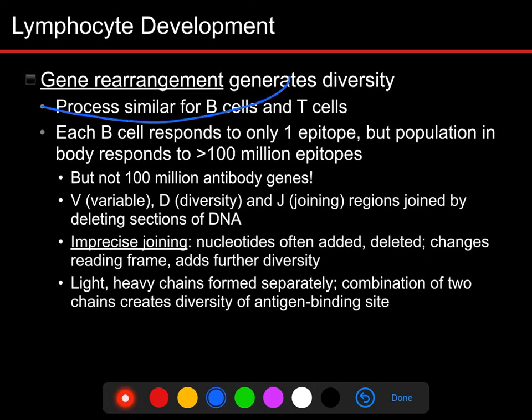So this process is called gene rearrangement. It happens in both B cells and T cells. So you can have more than 100 million different antibodies, sometimes a lot more than 100 million different antibodies that are possible to make, but all from like two genes, because everyone gets one of these genes from mom and one of these genes from dad. And from those two genes, you can make hundreds of millions, billions of different things.